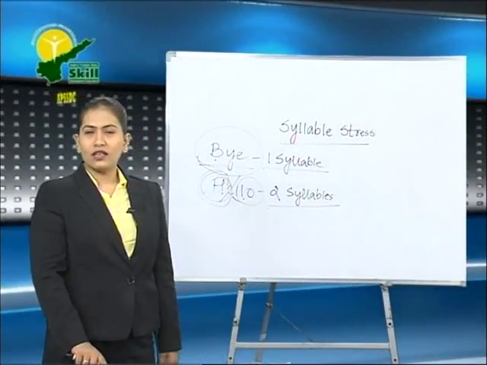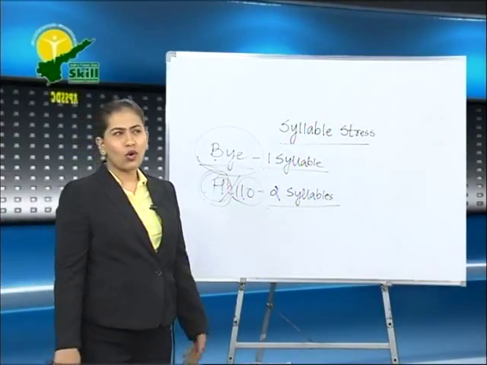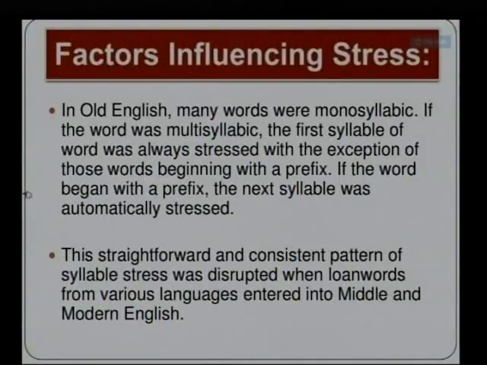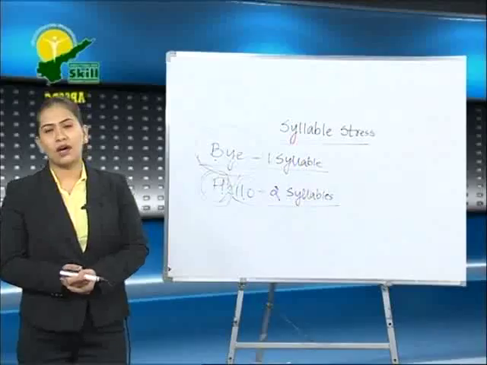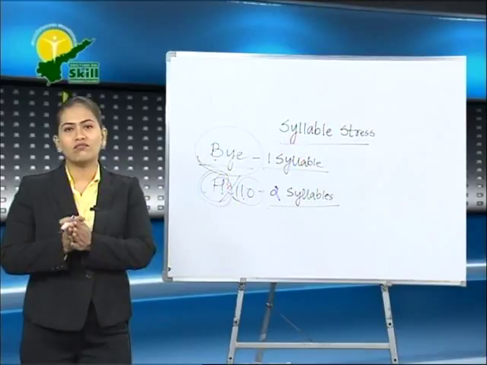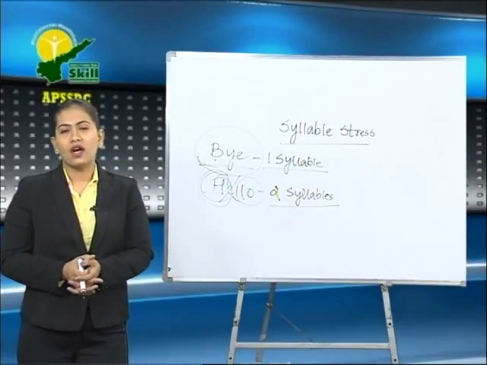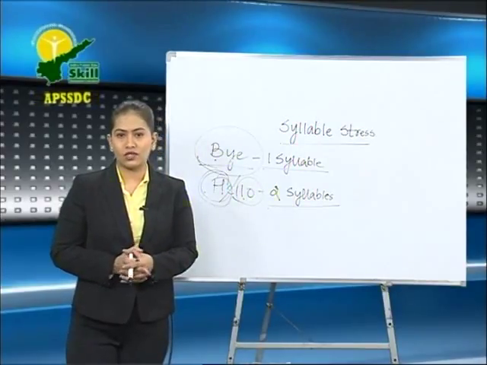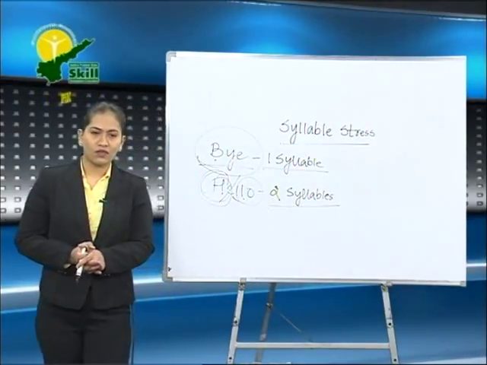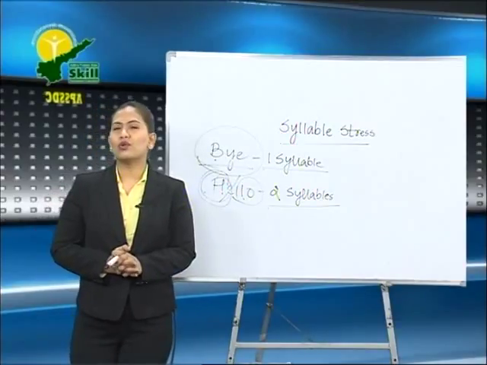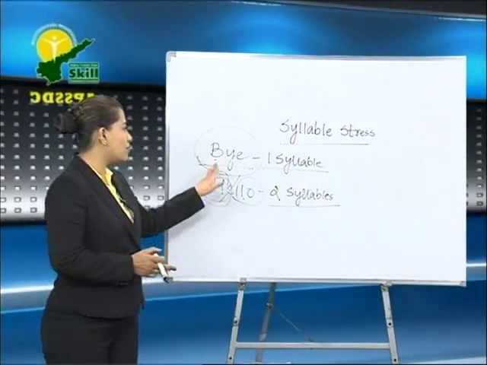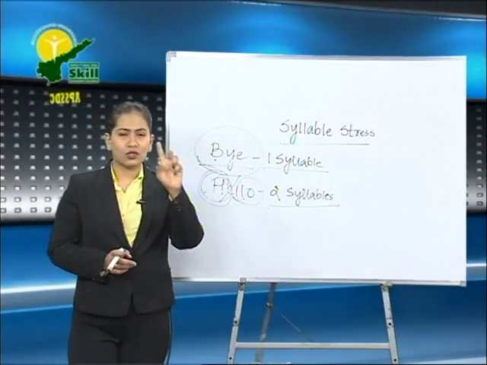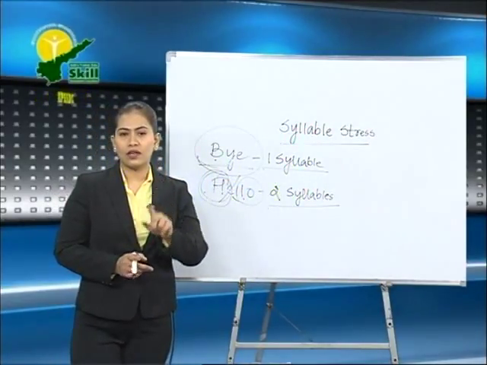And now that we're talking about syllable stress, let's also understand there are a lot of factors influencing stress. We've been talking about how they help us get the stress. English is a stress language. In Old English, many words were monosyllabic. When I say monosyllabic, I mean something like the word by. By is a monosyllabic word because it just has one syllable.